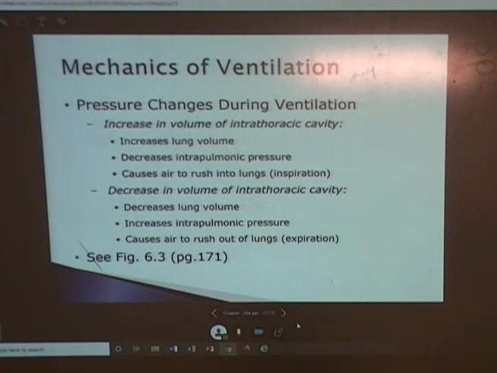So we have, that's the wrong number for that figure, 7.3, okay.